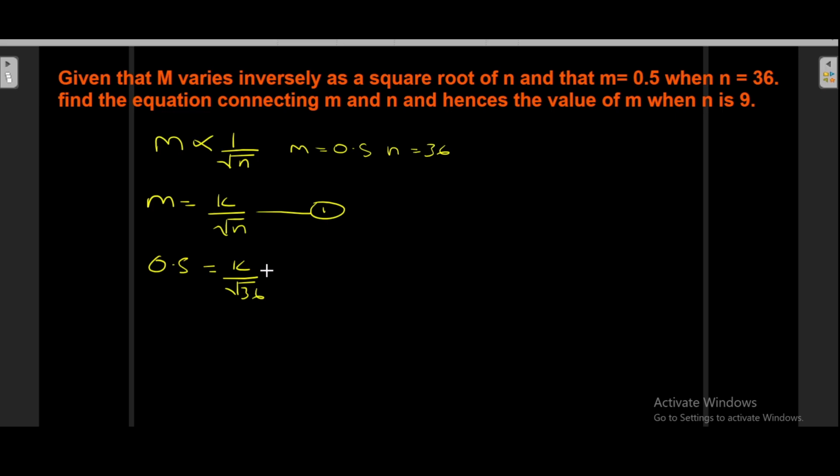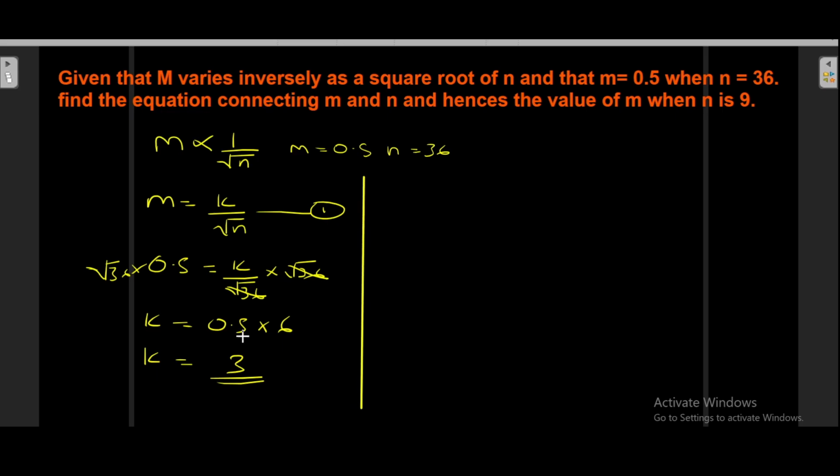Now, in this case, I'm going to multiply both sides by the square root of 36, so the square root of 36 cancels out. My k will be the same as 0.5 times the square root of 36, which gives us 6. Therefore, my k is 0.5 times 6, that will be 3. In this case, I've got my constant k as 3.